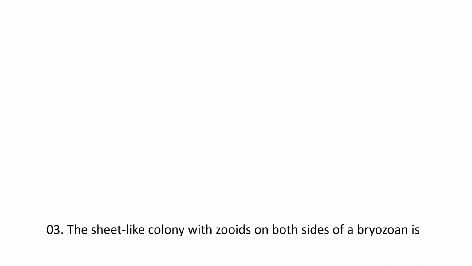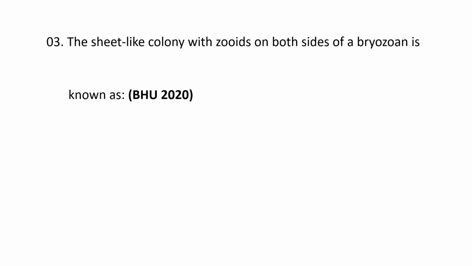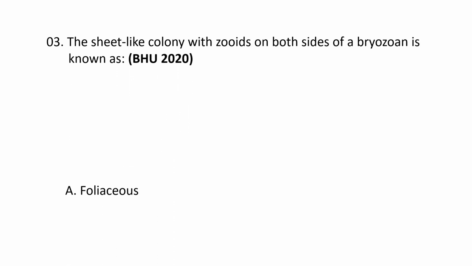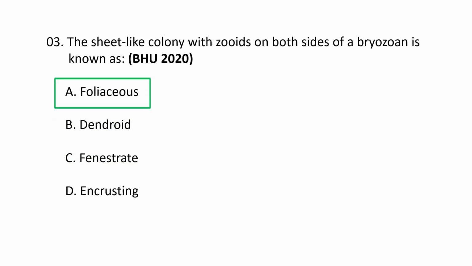Next question. The sheet-like colony with the zooids on both sides of a bryozoan is known as: A. Foliaceous, B. Dendroid, C. Fenestrate, and D. Encrusting. The sheet-like colony with the zooids on both sides of a bryozoan is known as foliaceous. These colonies are also described as sheet-like or leaf-like and grow upwards into the water column.